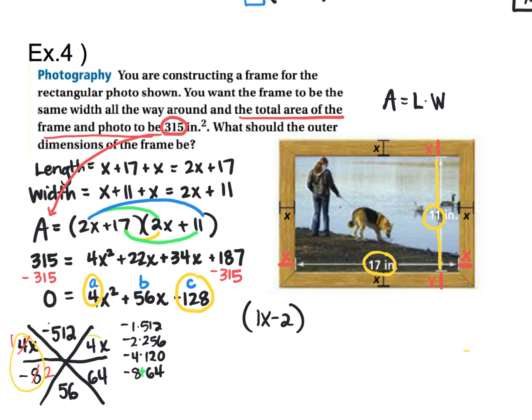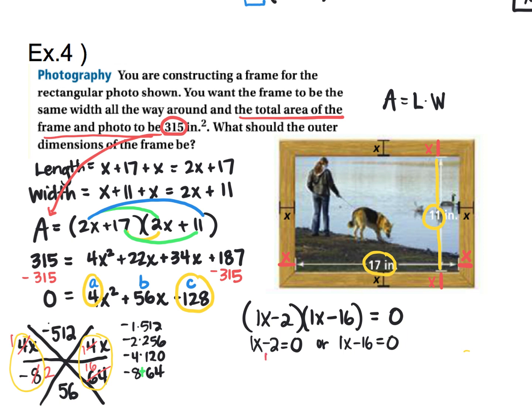On the other side, 4x also goes into 64, and that can be reduced. The 4 reduces to 1, and the 64 reduces to 16. And so we have 1x minus 16. And then that gets set equal to 0 for the zero product property. Now we'll take each piece: 1x minus 2 gets set equal to 0, or 1x minus 16 gets set equal to 0.